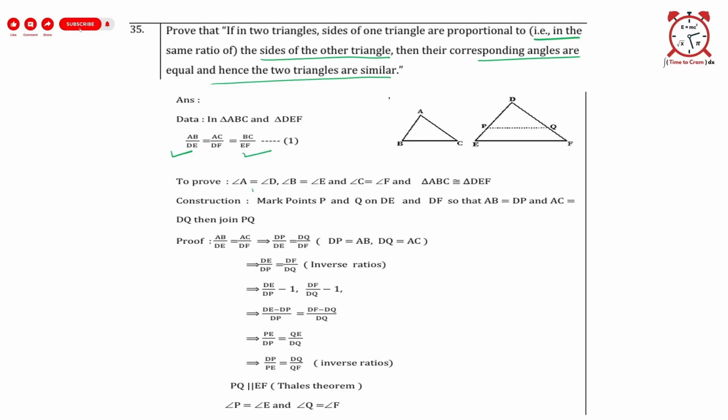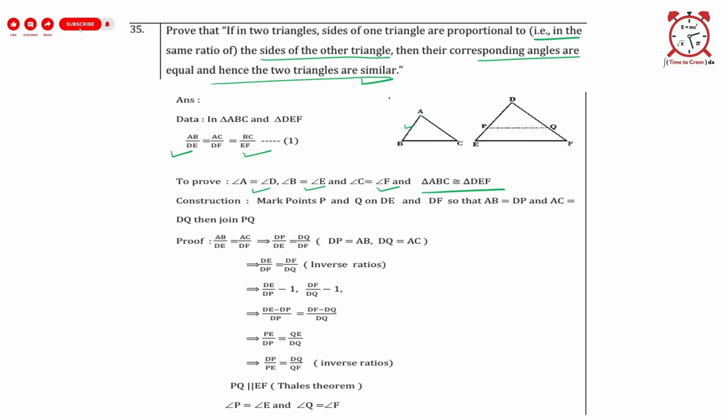What we have to prove? Their angles are equal. All angles are equal, and both the triangles are then congruent. Here it is shown congruent, but actually we have to prove that triangles are similar. If we prove the congruent, then they are automatically similar. So for that, what we will do? We will make some construction. You know that in similarity, triangles are not equal. In congruency, both the triangles are always equal. They coincide with each other, but in similarity, it is not necessary.